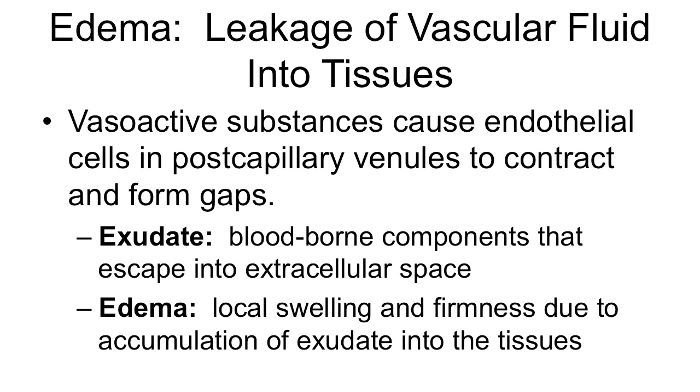Now, the edema is the swelling that is going to happen, and that is happening because the vasoactive substances are making the endothelial cells of the capillary contract and form gaps, and those gaps allow the leakage of liquid from the venules into the area. So you have the blood-borne components that are now going to escape into the extracellular space. Those are going to trigger an immune response, and the edema is that localized swelling and firmness because of the accumulation of that exudate in the tissue. So that is what's going to cause the swelling and the tumor in that area.